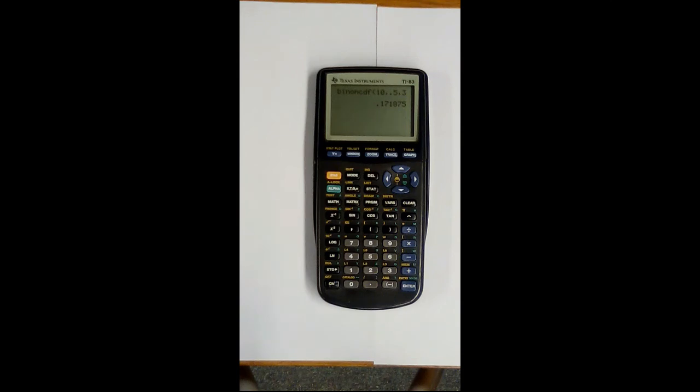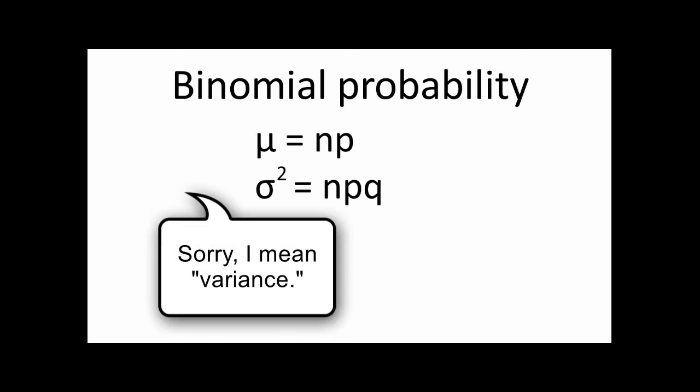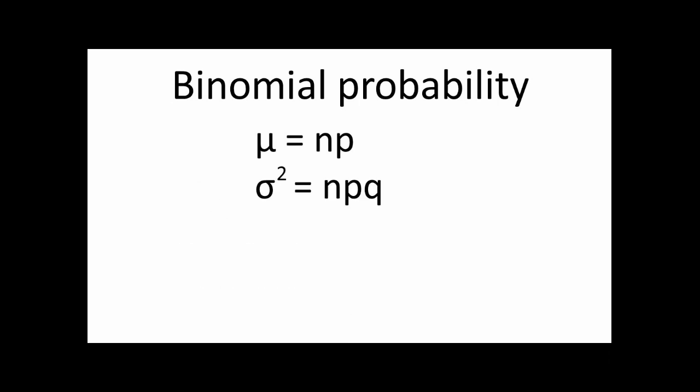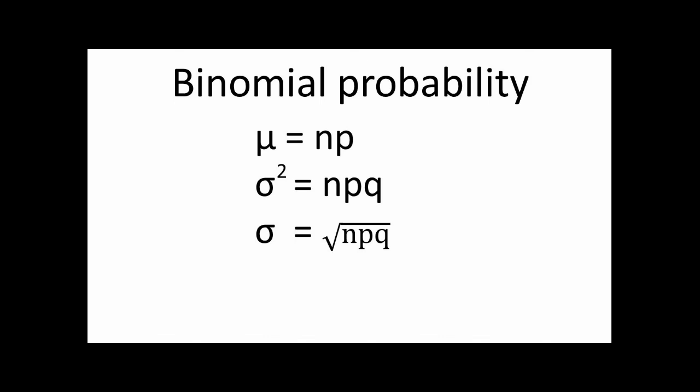You may be asked about population parameters for binomial distribution. These are pretty straightforward. The mean equals n times p. The variance equals n times p times q. And the standard deviation is the square root of n times p times q.